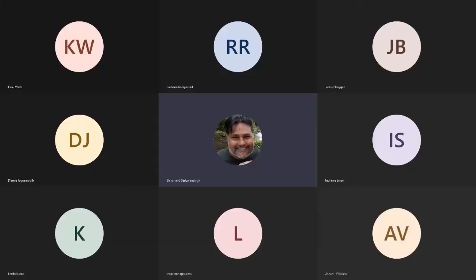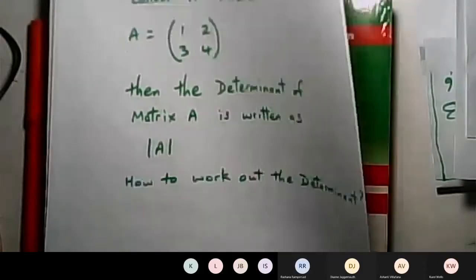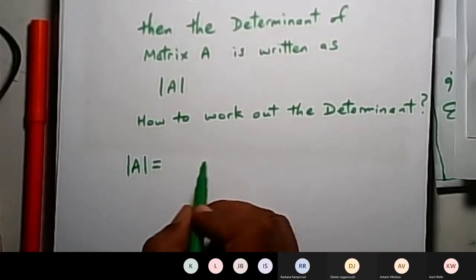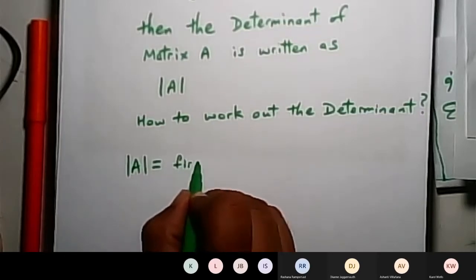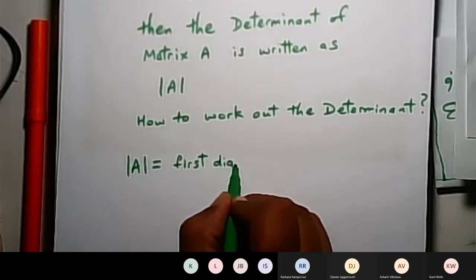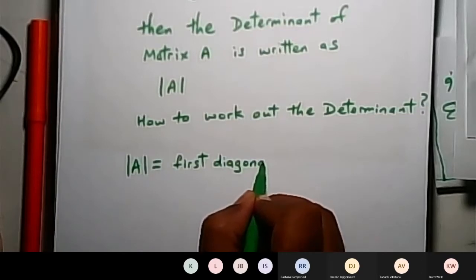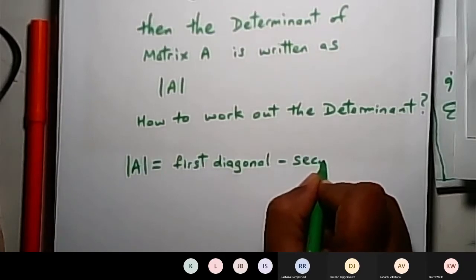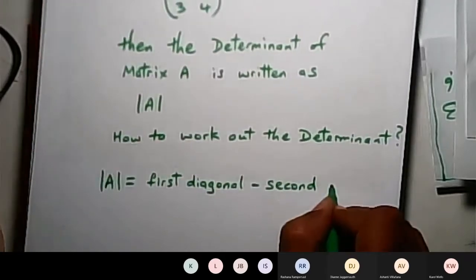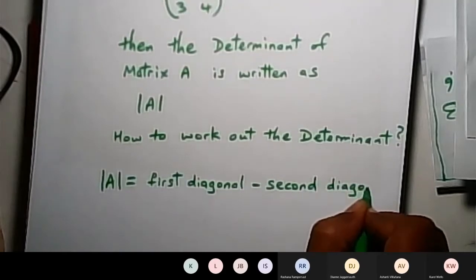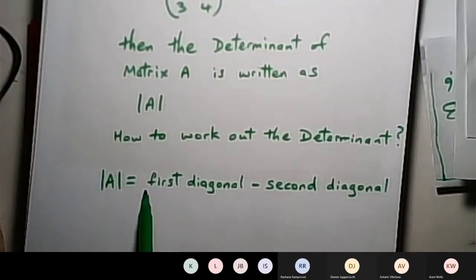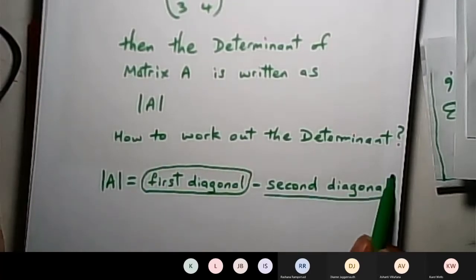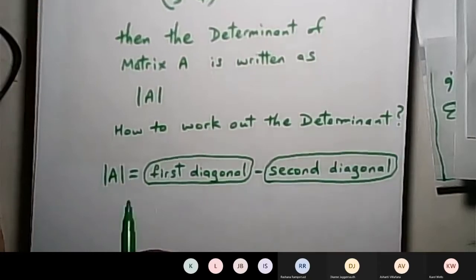How to work out the determinant? Okay, so I will do it like an example for you. The determinant of A is equal to the first diagonal take away the second diagonal. It's the first diagonal, take away the second diagonal. What do I mean by that?